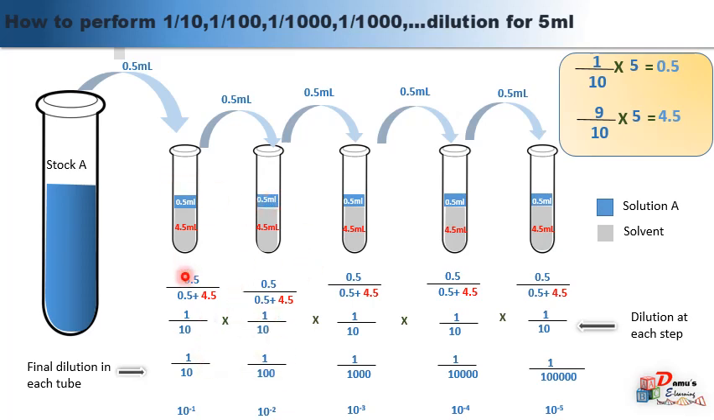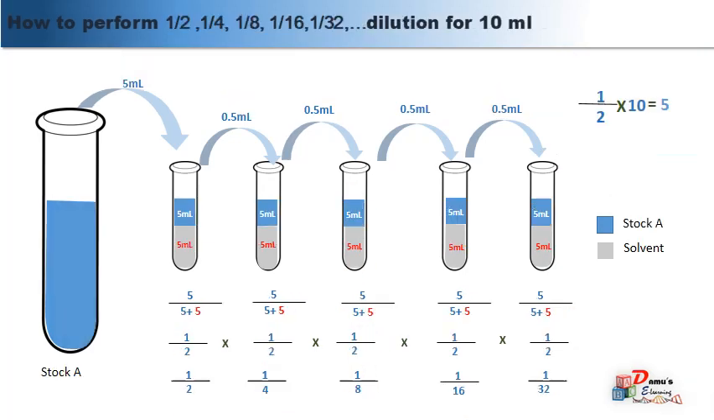So in this tube we know it is 1 is to 10. The second tube we have diluted the already diluted 1 by 10 solution again 1 is to 10 times, which means we have to multiply 1 by 10 into 1 by 10, which is 1 is to 100, and similarly 1 by 100 into 1 by 10, we will get 1 is to 1000 in the next tube, and this is how we do that.